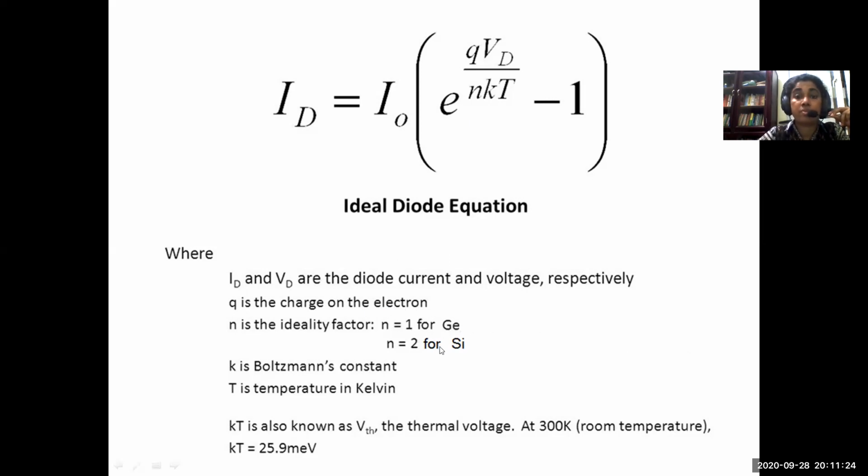I'm saying this from an examination point of view. Sometimes these values may not be given, but it will be specified what type of diode it is. So you'll have to take ideality factor 1 for germanium and 2 for silicon. Okay, then K is the Boltzmann constant and T is the temperature in Kelvin. And then another thing I want to mention is KT. When you try to evaluate this exponent, there are many terms in this exponent.